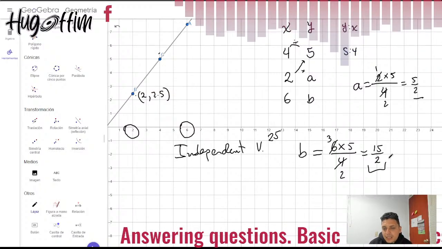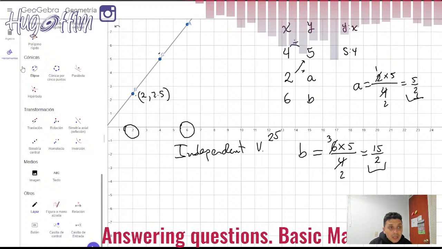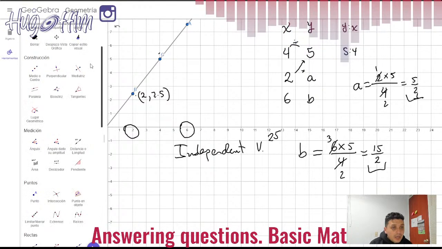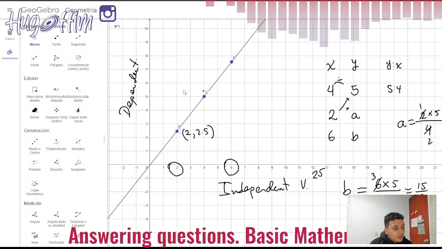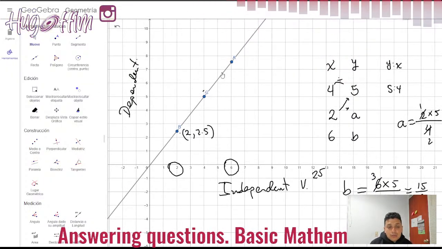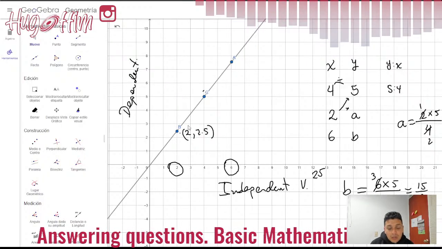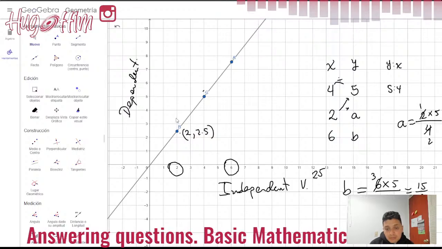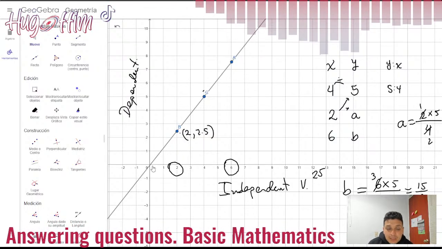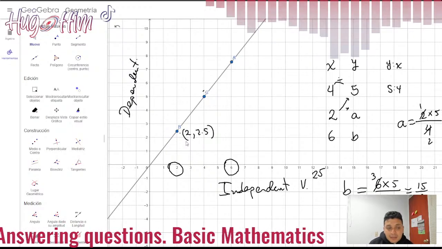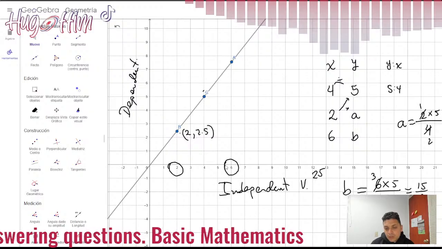So you can see how we can apply direct variation, but you can only apply direct variation if you represent the data and it's a straight line that crosses by 0, 0. If it's not a straight line, you cannot apply direct variation. If it doesn't cross by 0, 0, you cannot apply direct variation. Okay? Now I'm going to move to another question.